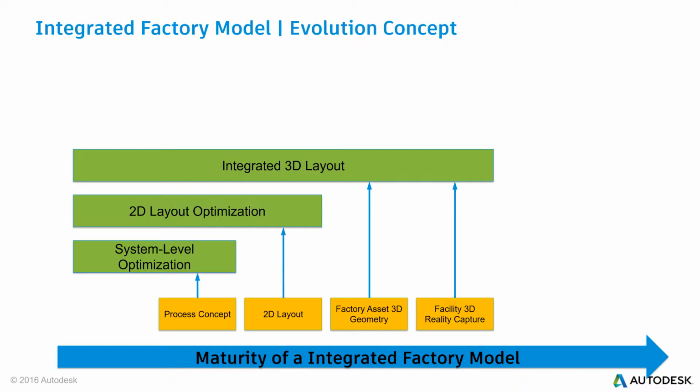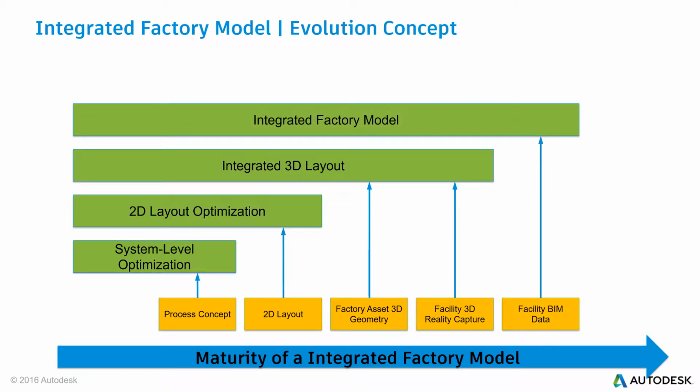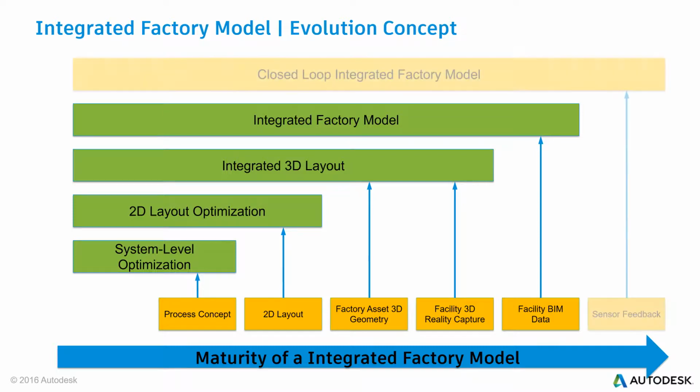Then when we have the 2D layout ready to go, we can sync it with factory assets in 3D. And then bring in additional 3D facility data such as point cloud or scanned images of the building if necessary. Then later, if we have it, we can bring in the BIM facility information. And all that to say, we're going from a 2D layout to an integrated 3D layout. Then we can do things like clash detection of the equipment, and schedule and simulate the installation process.